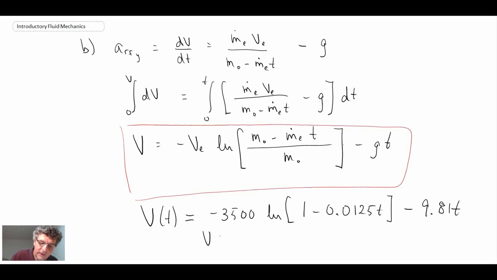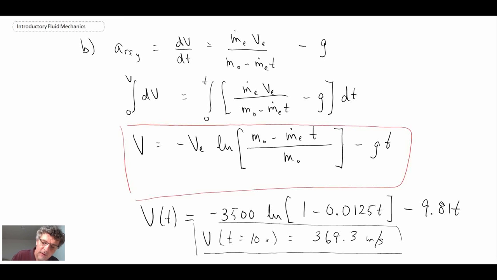We can do calculations at different times. So let's say velocity at 10 seconds. We would get 369.3 meters per second. So, assuming that the speed of sound is the square root of gamma RT, approximately 340 meters per second, within 10 seconds we would have exceeded the speed of sound, and so at that point, the rocket would be going supersonic. And then it would continue to accelerate.